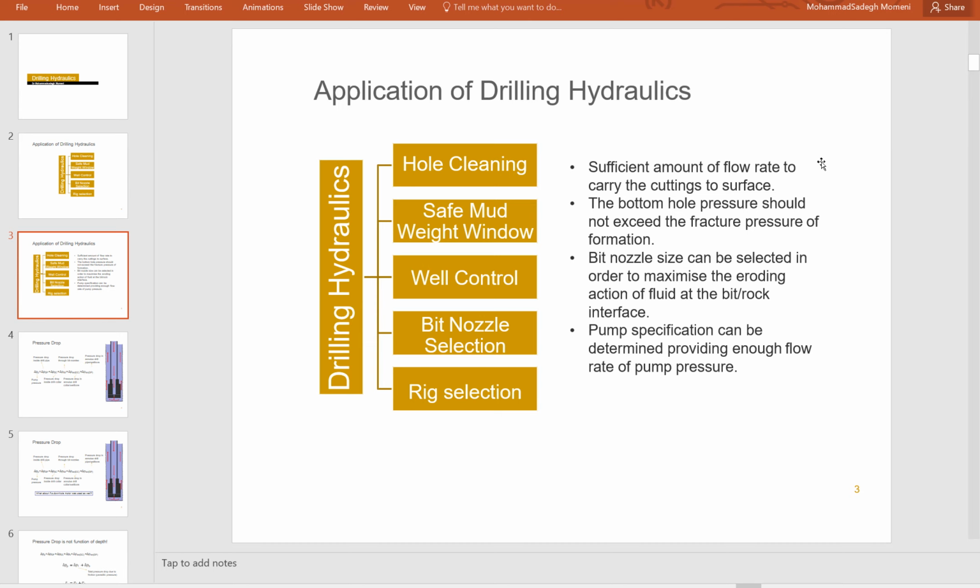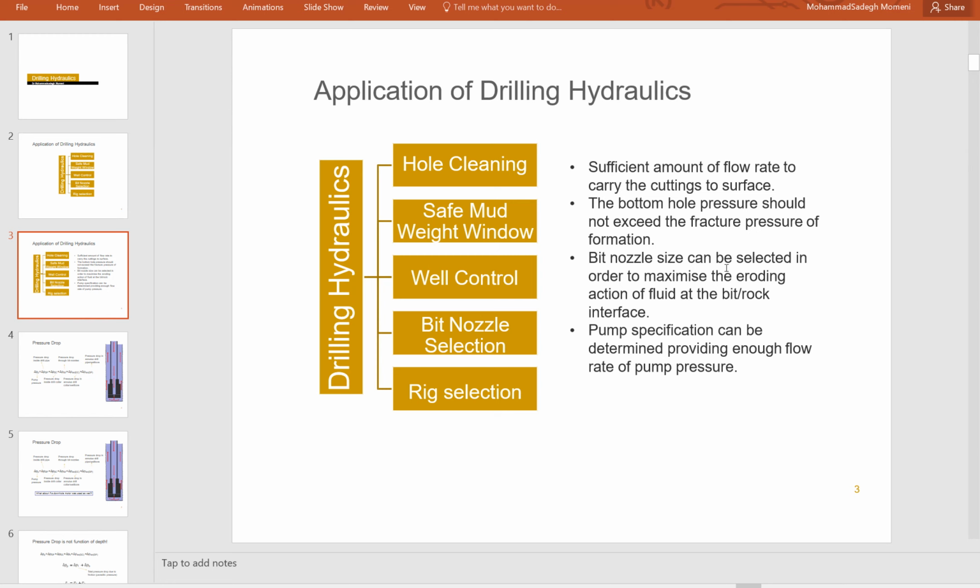And of course there is bit nozzle selection, where we can select the nozzle size to maximize the eroding action of the fluid, and also rig selection and pump selection, that is, what kind of pump specification we should have for this purpose.